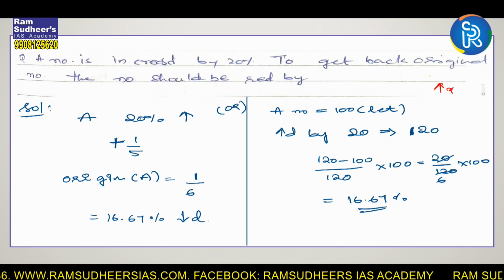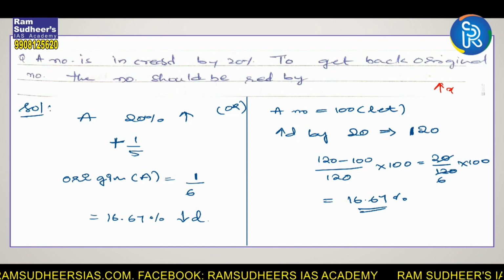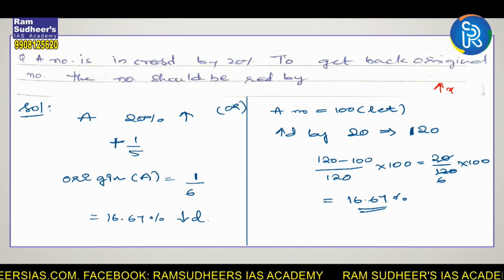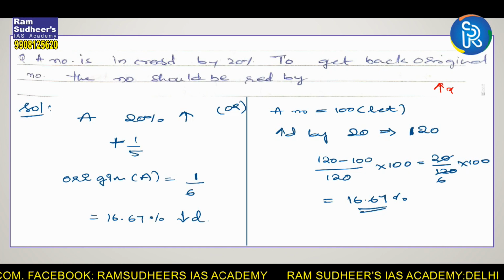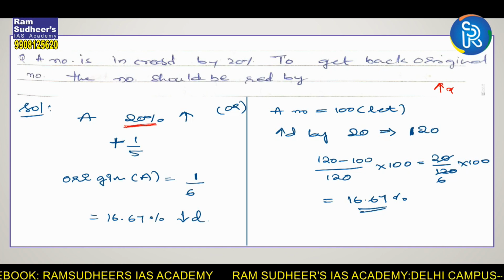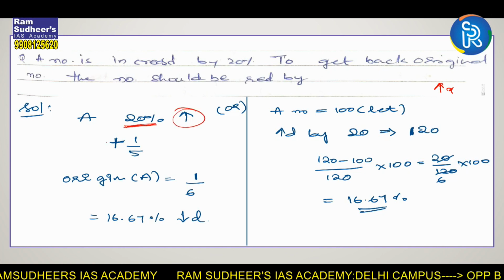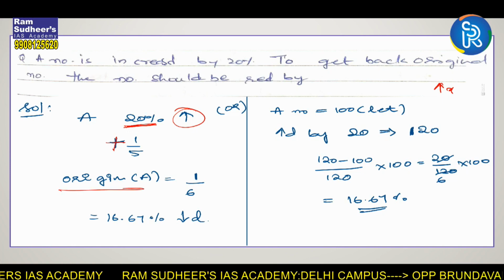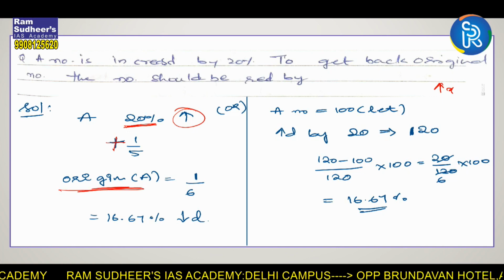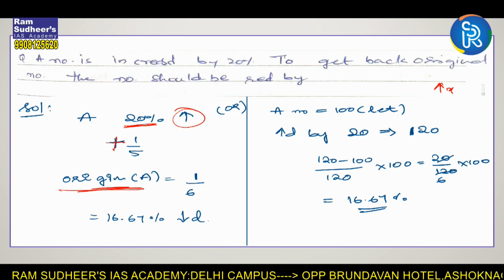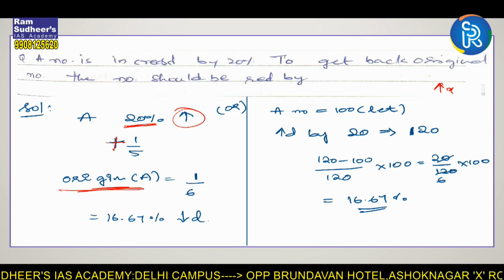I think the question, just the terms are changed, but the method of solving the problem is the same. Now, A is increased by 20%. 20% is 1 by 5. Because it is increased, I have taken it to be positive, and my original A would be obtained by decreasing it by a certain percentage. And what is that percentage is the question being asked.